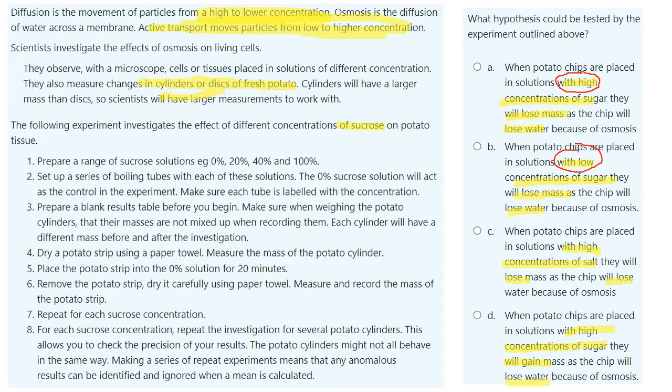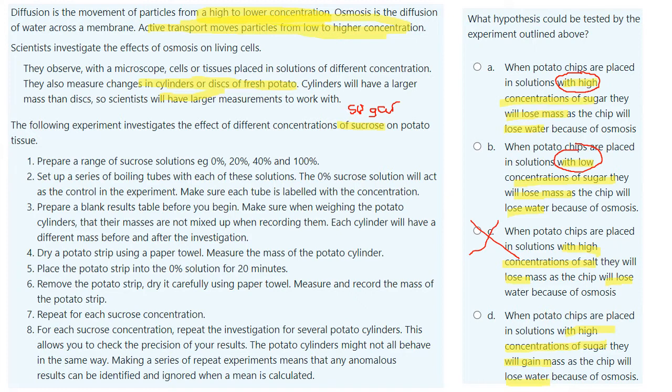Now, sucrose is a sugar, not a salt. So because we're looking at sucrose, we can take away answer C. So, prepare a range of sucrose solutions. Set up a series of boiling tubes with each of the solutions. The 0% sucrose solution will act as the control. Make sure that each tube is labeled.